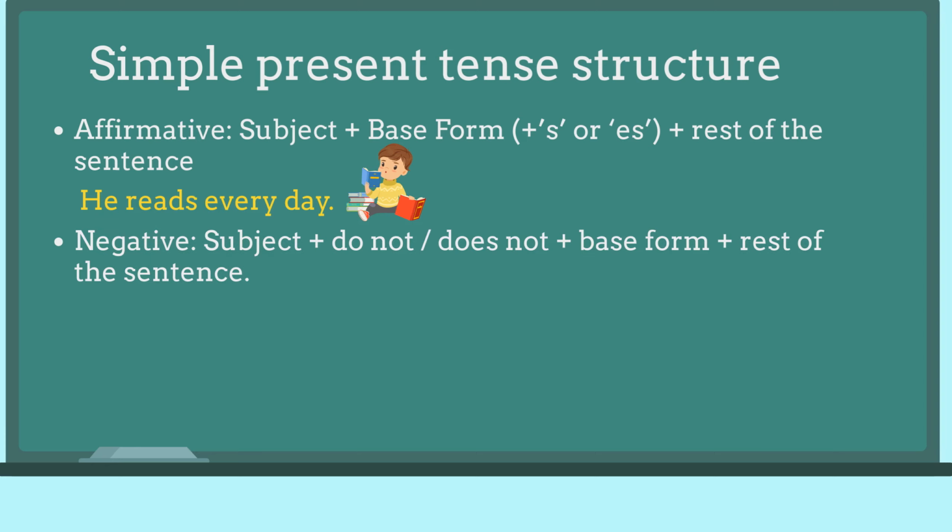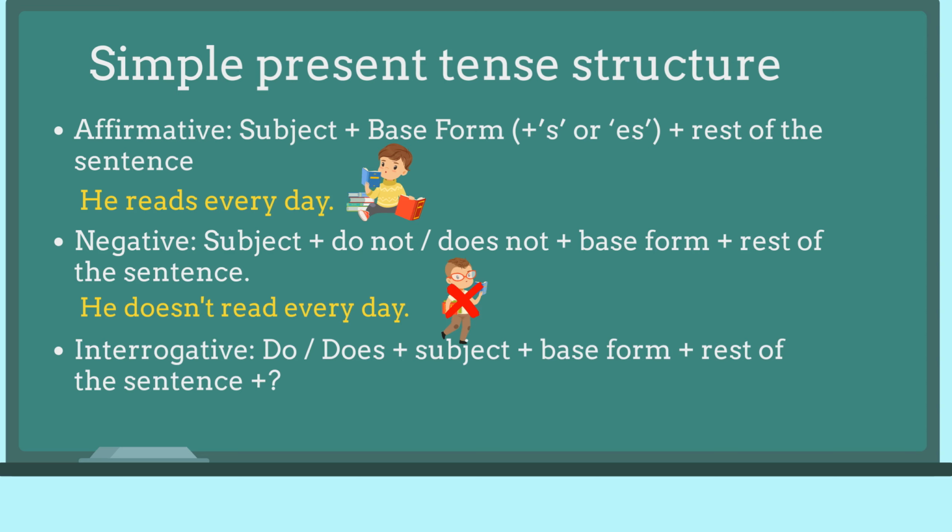For a negative sentence, the structure is as follows. Subject plus do not or does not, plus the base form, plus the rest of the sentence. For example, he doesn't read every day.